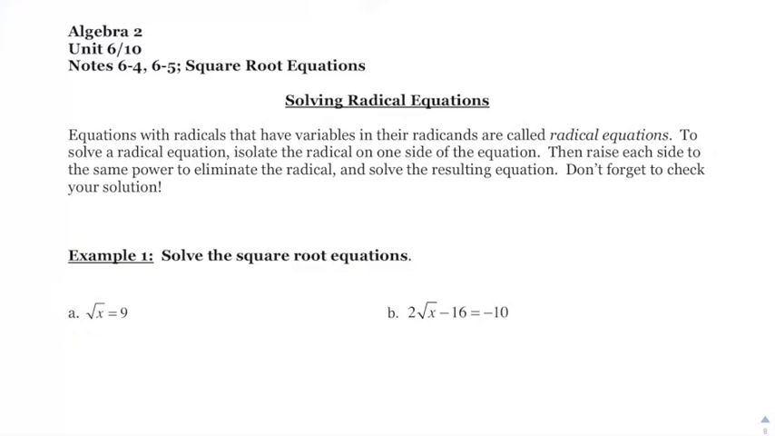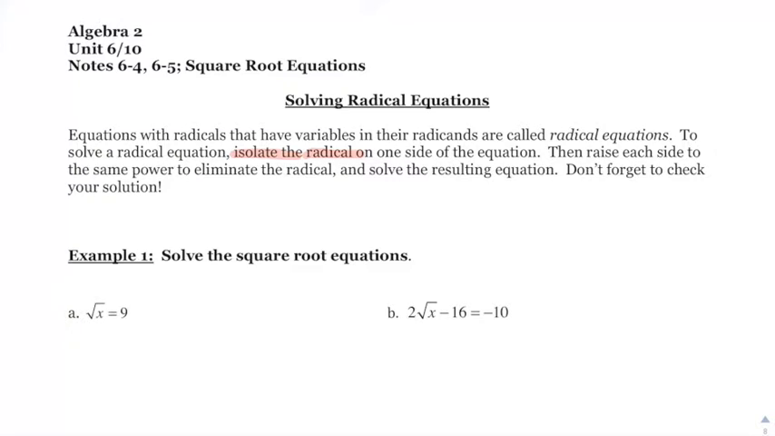Alright, today's lesson is about solving radical equations. Equations with radicals that have variables in their radicands are called radical equations. To solve a radical equation, isolate the radical on one side of the equation. That's going to be one of the big things. Isolate the radical. Then raise each side to the same power to eliminate the radical and solve the resulting equation. And then make sure you check your solutions here.